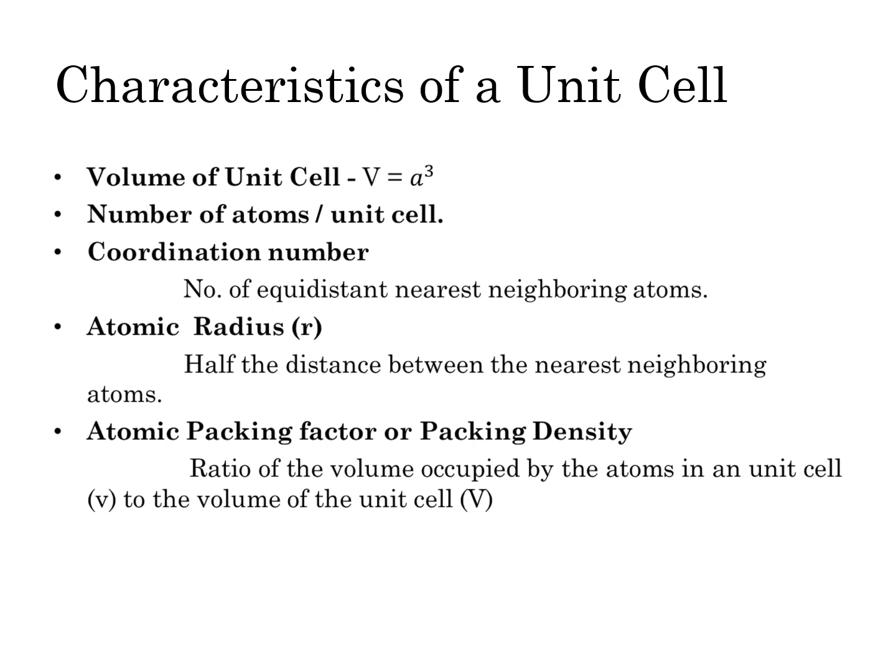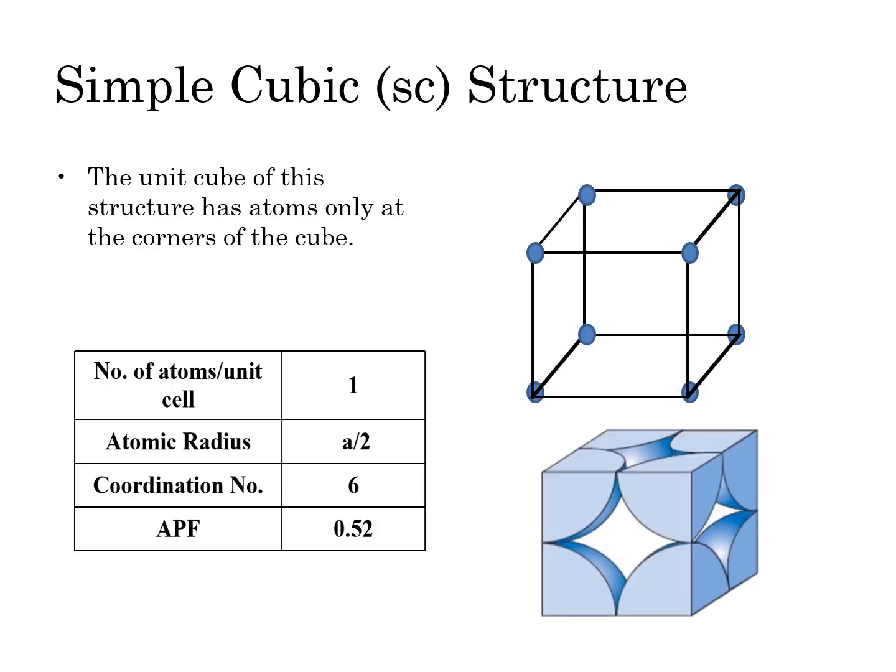Now we are going to see about the structures. First one is the simple cubic structure. As already told, the unit cube of this structure has atoms only at the corners of the cube. Then we have to calculate the number of atoms per unit cell. There are 8 corner atoms. Each corner atom is shared by 8 unit cells. Hence, the share of each unit cell is equal to 1/8 of an atom.